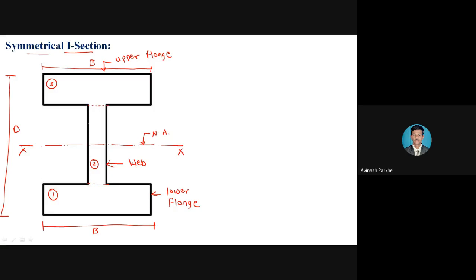Then whatever the web is given, this web has a distance of small b. Whatever the vertical rectangle is given, that vertical rectangle has the horizontal distance of small b, and this vertical distance is called small d. Note the basic difference between capital B, capital D, small b and small d.